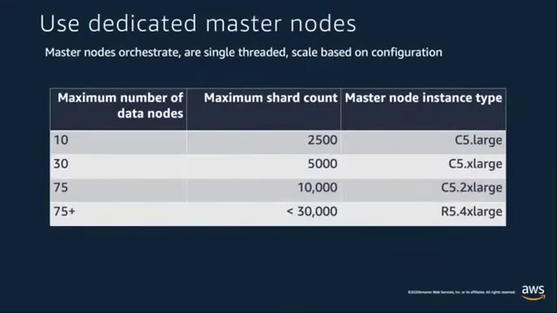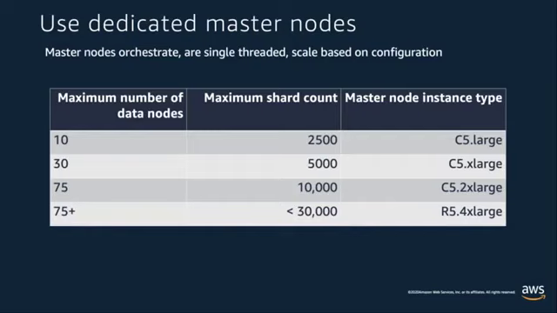The dedicated master nodes are orchestrators, right? They're single-threaded. In other words, out of the eligible nodes for dedicated master nodes, only one of those nodes gets elected as the cluster master. And in order to scale them, you need to scale vertically, right? So we're going to use the configuration in terms of the indexing that you're doing as a proxy for how big you should scale your master nodes.